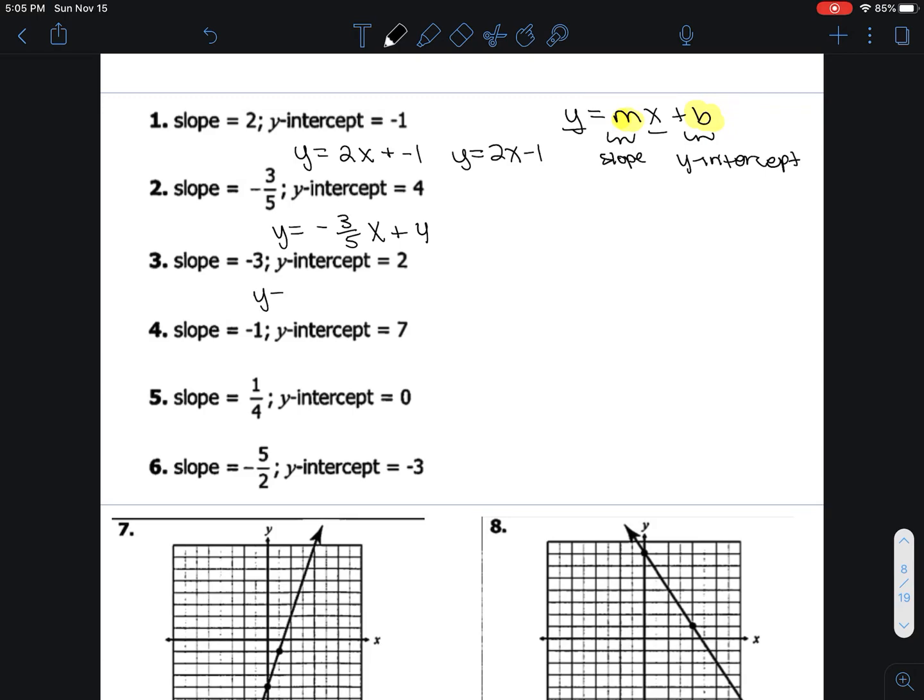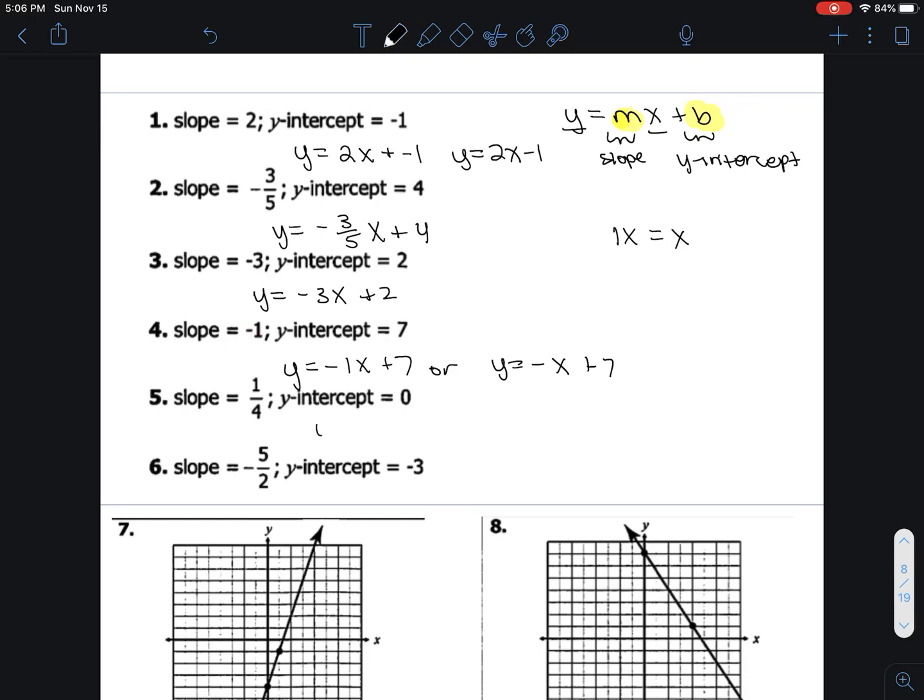Number 3, y is equal to -3x plus 2. We have our slope, which is -3. We have our y-intercept, which is 2. Number 4, y is equal to -1x plus 7, or we can write it as y is equal to -x plus 7, right? Because we know that if we just see a variable, it's assumed that the constant in front of it is going to be 1, right? 1x is the same as x. And in this case, it's negative.